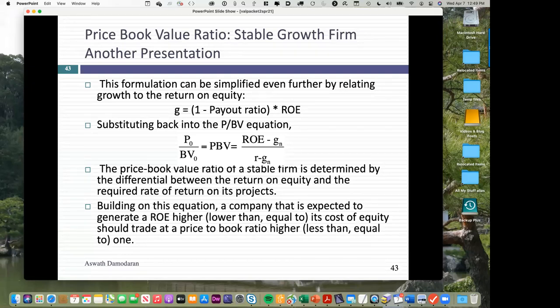Remember the starting example we did today, company B had a return on equity roughly equal to cost of equity, that company should trade at roughly book value. A company that earns less than its cost of equity should trade at below book value. Doesn't make it cheap or a bargain, it just trades at below book value. A company that earns well above its cost of equity should trade at a premium on book value.